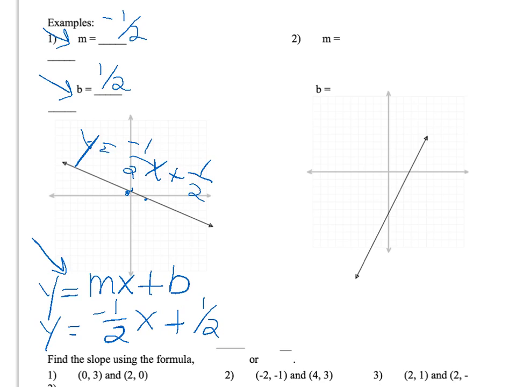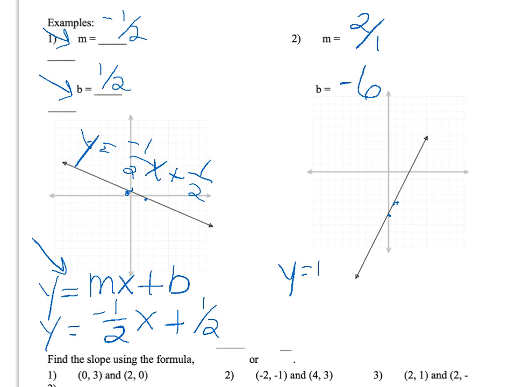And over here for number 2, we're going to do the exact same thing. Looks like it's crossing my y-axis at -1, 2, 3, 4, 5, 6. So my b is -6. And then it looks like it's rising 2 and running 1. So my slope is 2 over 1.